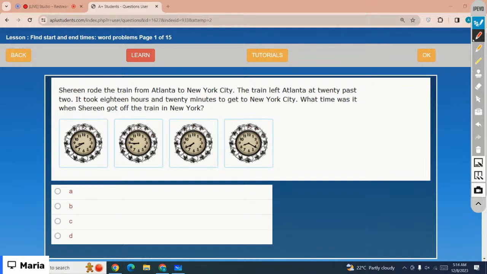that is 2:20, right? So that means when the train left Atlanta, that was 2:20, right? Okay, it took 18 hours and 20 minutes. Just add. So that is 40, and 18 plus 2 is 20, right? Subtract 12 from the 20. That means that is 8:40 when he reached New York. When he left the train in New York, right? That would be 8:40.